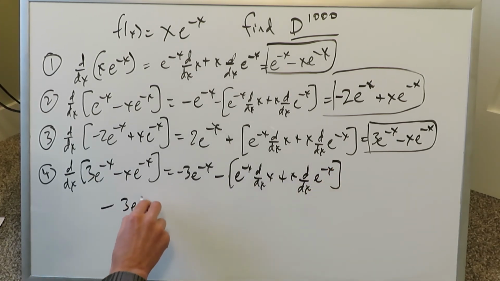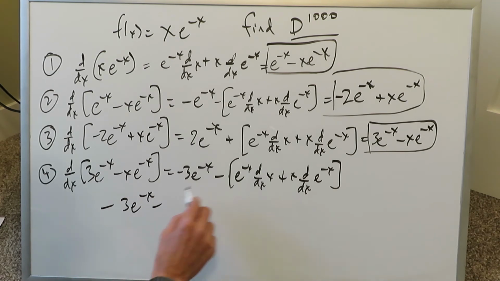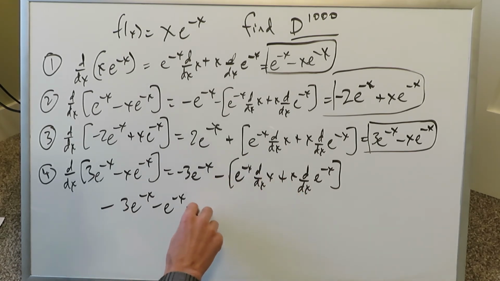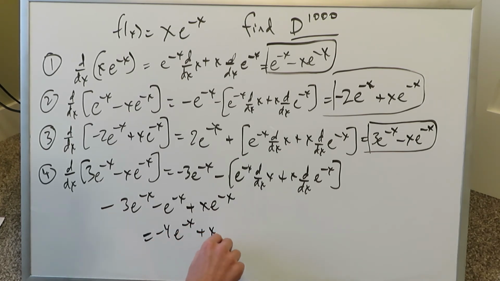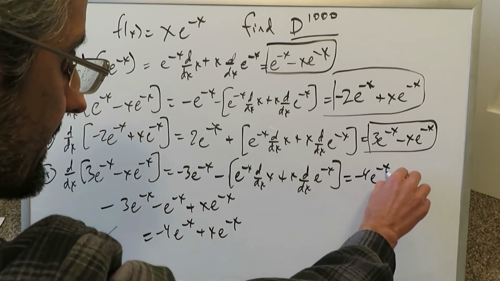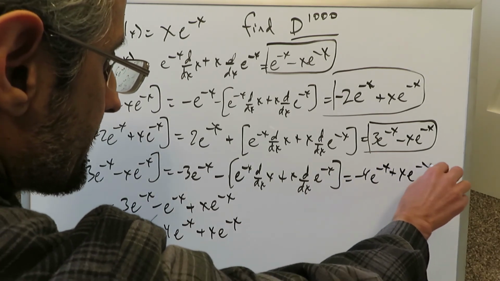We'll have minus 3e to the minus x, right? We'll have from here minus e to the minus x. This will become a minus x e to the minus x, which will hit with this minus. You get plus x e to the minus x. When you combine all of this, you're getting minus 4e to the minus x plus x e to the minus x. And that's what I'm getting: minus 4e to the minus x plus x e to the minus x.